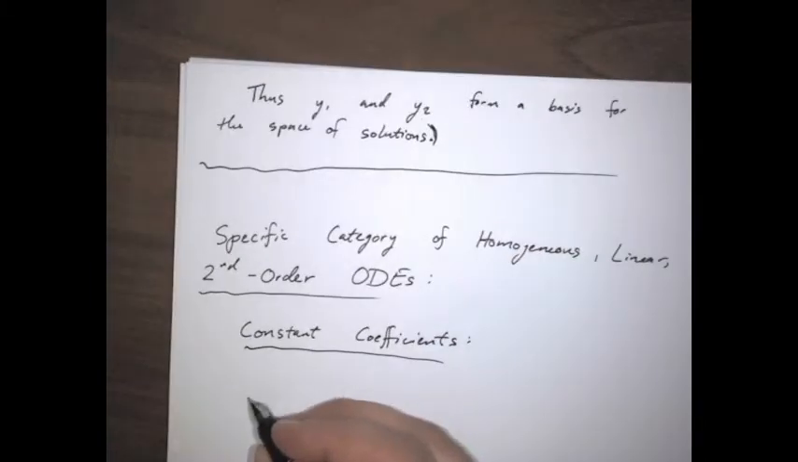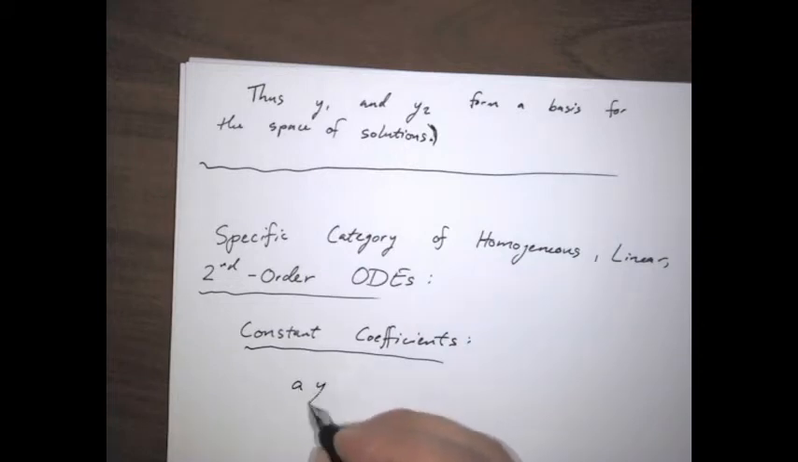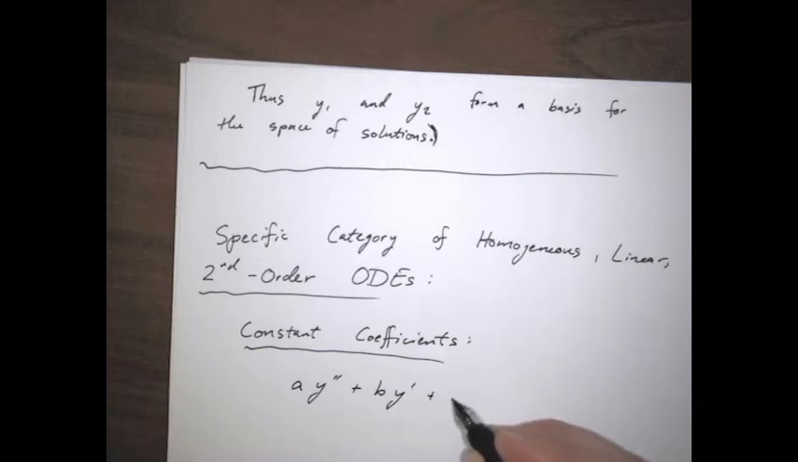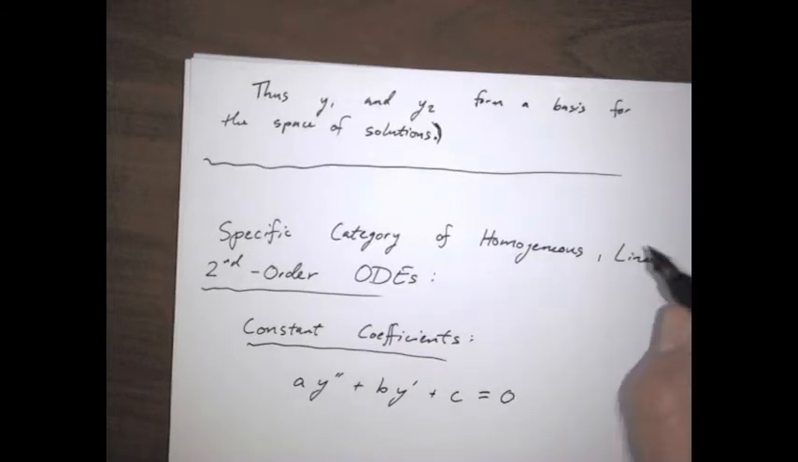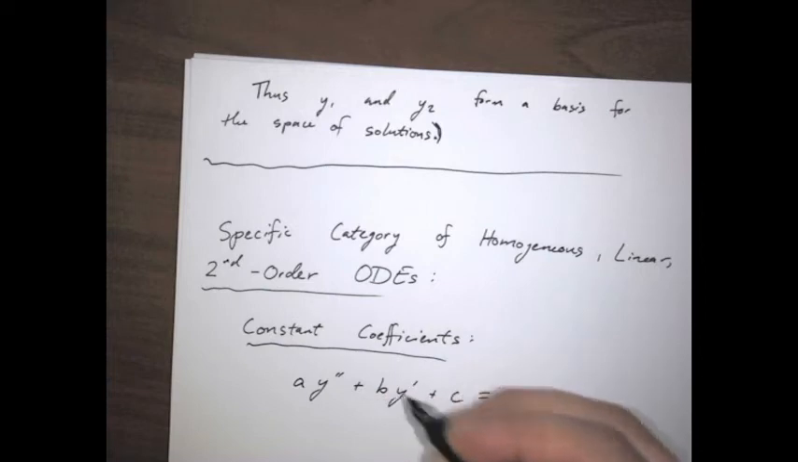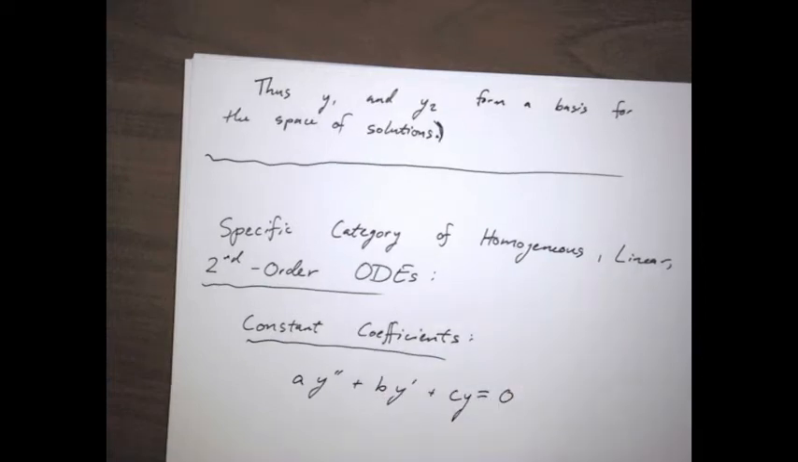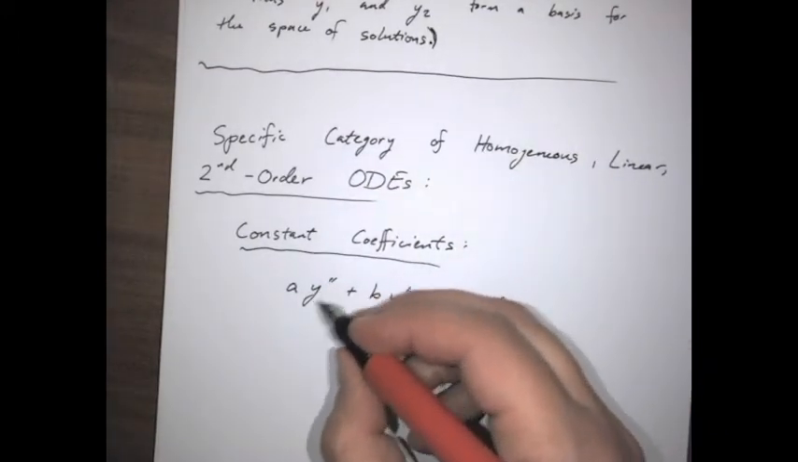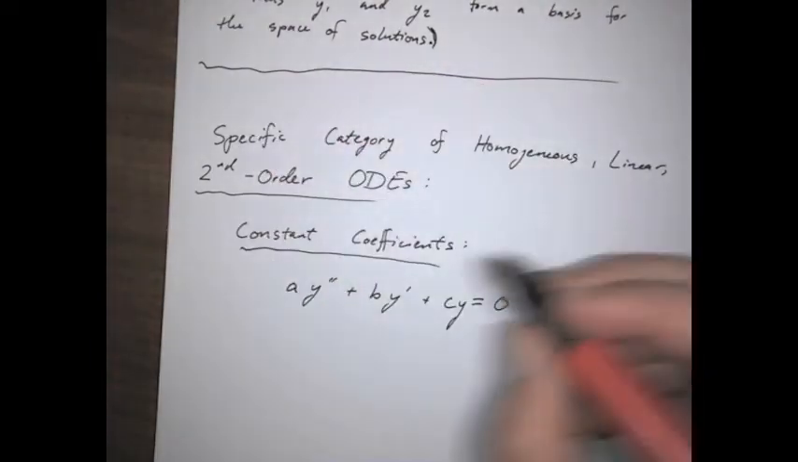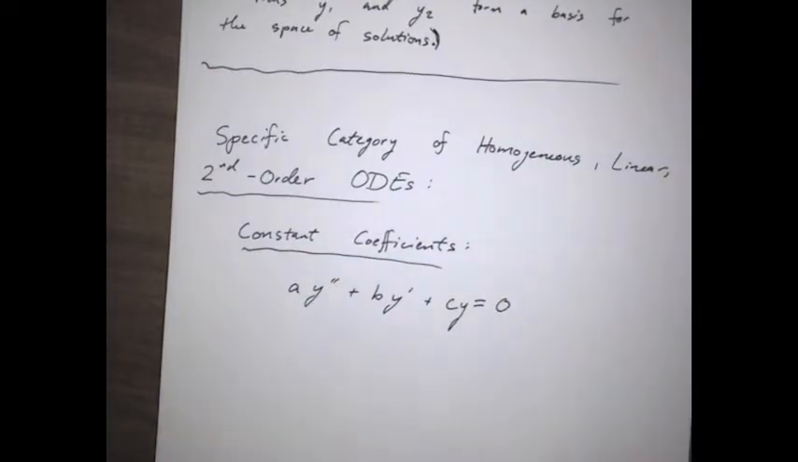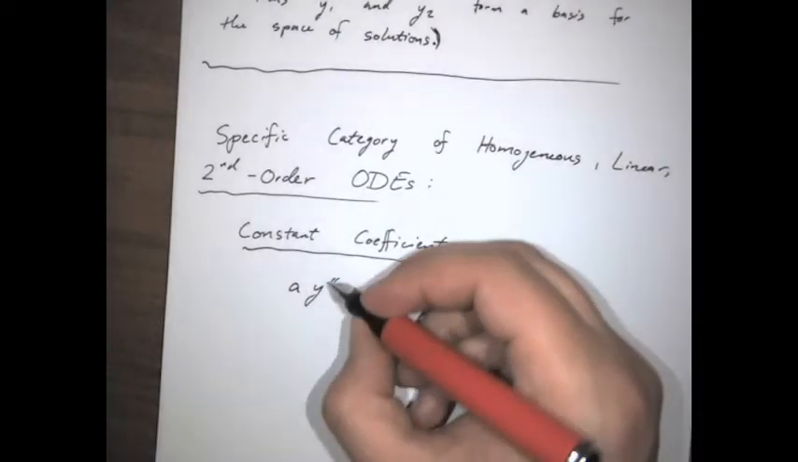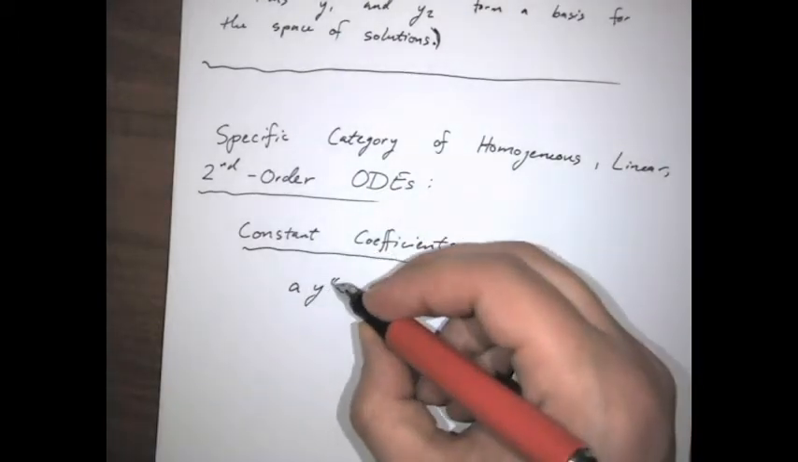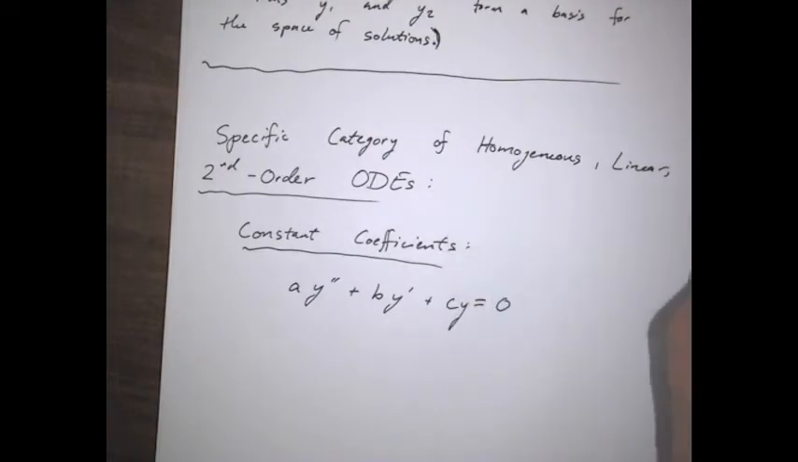So the form then would be something like a y double prime plus b y prime plus c y equals 0. So it's homogeneous because of the 0. It's linear because the y double prime, y prime, and the y are each basically linear, and then second order because of the second derivative, and the independent variable here is x, and that's the variable with respect to which these derivatives are being taken. So that's what makes it ordinary.